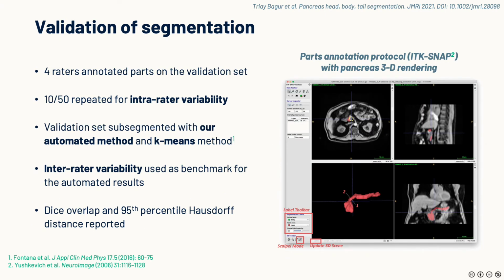For validation, 4 raters with a wide range of experience annotated the validation set. 10 out of the 50 subjects were included twice for intra-rater variability assessment. The validation set was also subsegmented using our automated method, and also with an implementation of the k-means method from previous work. Inter-rater variability was used as our benchmark for the automated results. Dice overlap and the 95th percentile Hausdorff distance were reported as segmentation performance metrics.